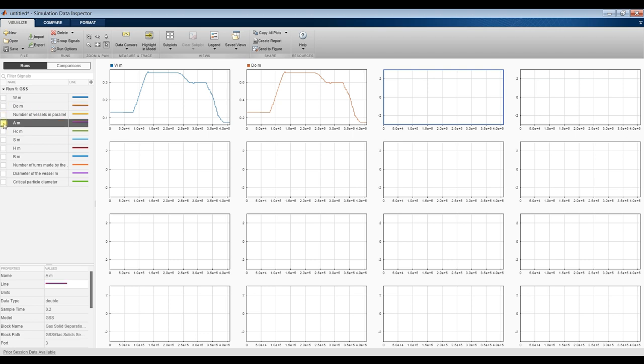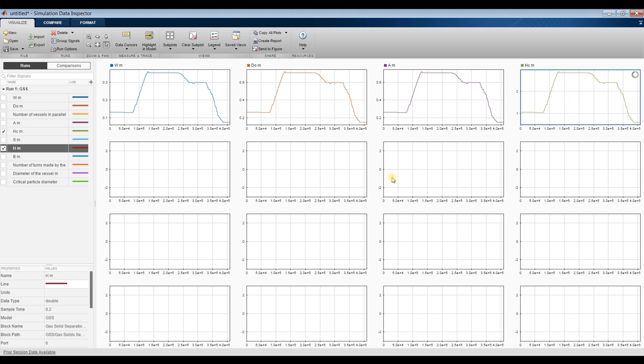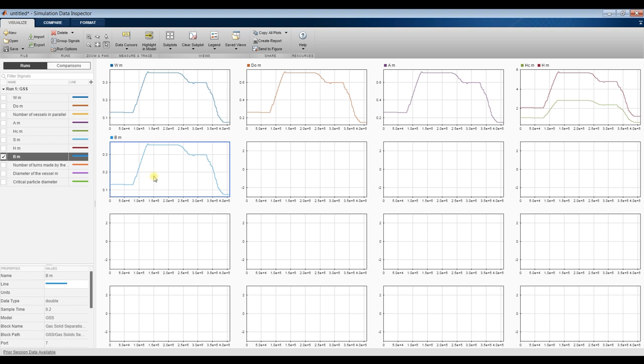dimensions, okay, HC, okay, and H. As you can see, H and HC on the same figure, okay. And this is B. B is the diameter of the bottom nozzle, okay. I can put this with DO, the main diameter. Both are in the same figure, okay. And this is S.